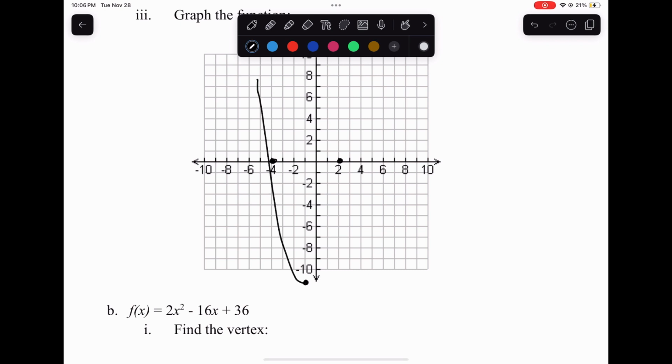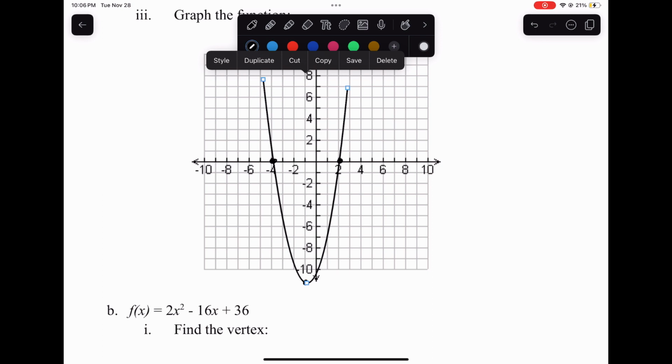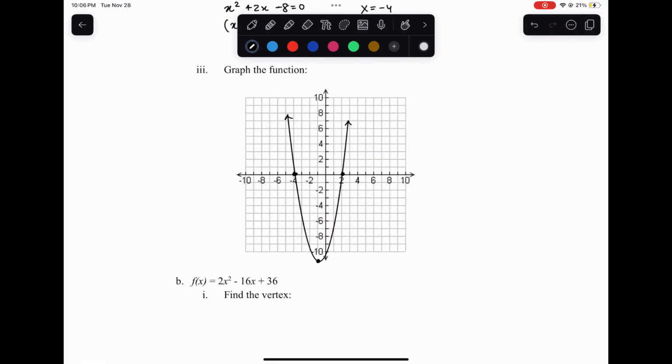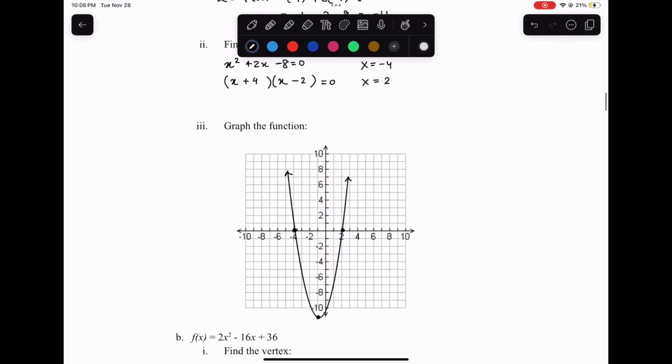Okay, so time to graph the function. As we determined earlier, the vertex will be at -1, -9, not -1, -11 as shown on the screen. And these are our roots, and we draw a nice parabola through them.